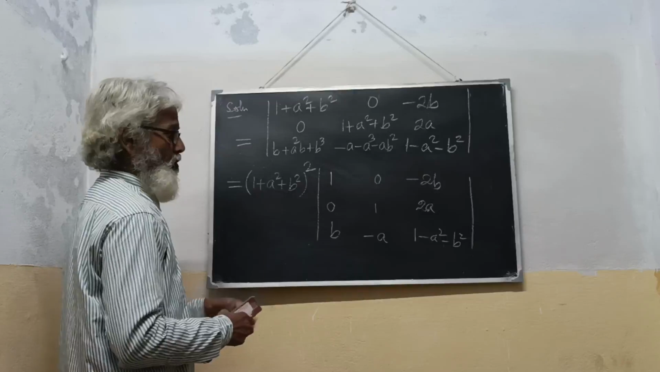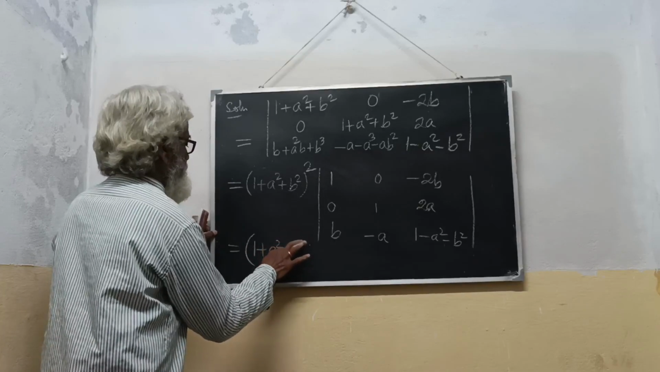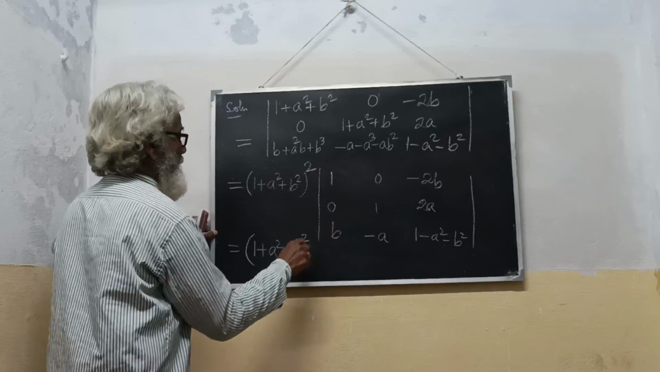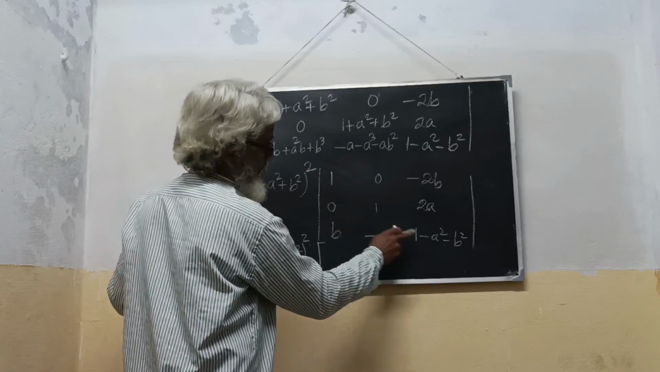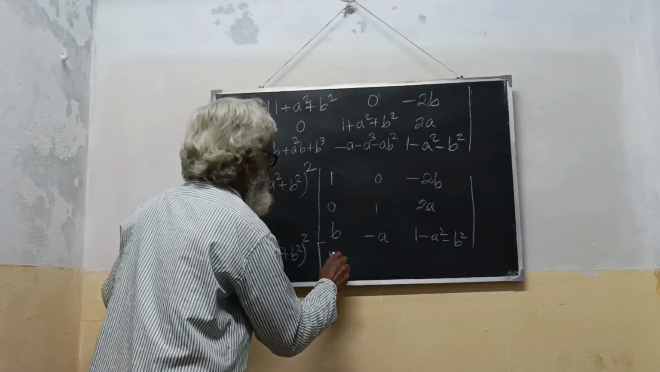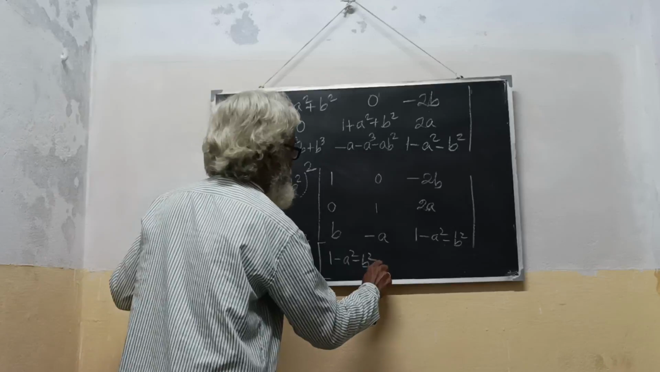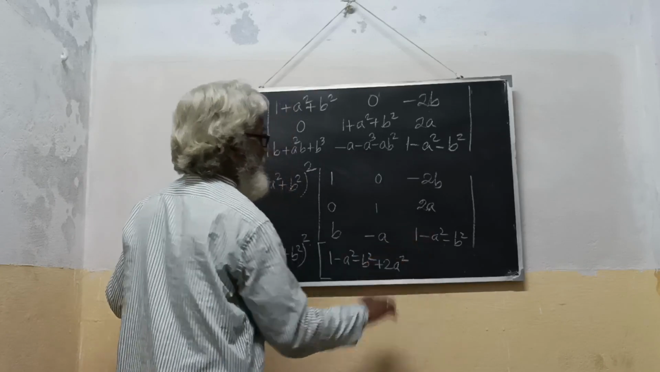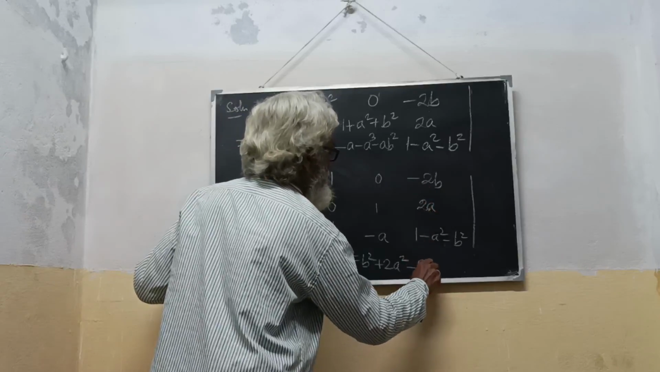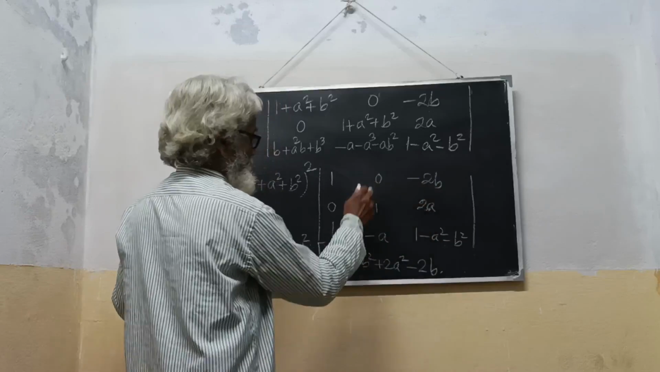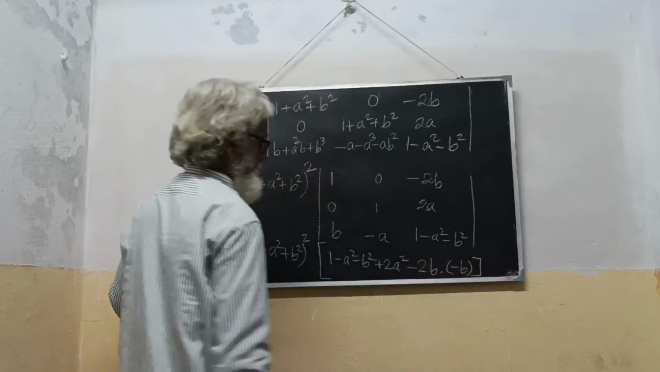Okay. Now you can expand it. Whole square. Put a third bracket. 1 into this minus this. 1 means 1 minus a square minus b square, and this is minus minus a plus 2 a square. Okay. This is 0, so that will be 0. Minus 2b into 0 minus b, minus b. Complete the bracket.